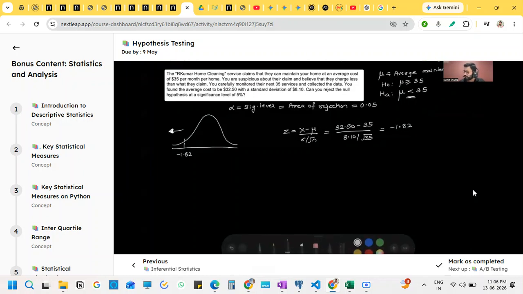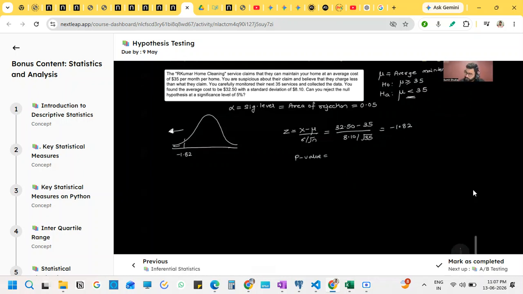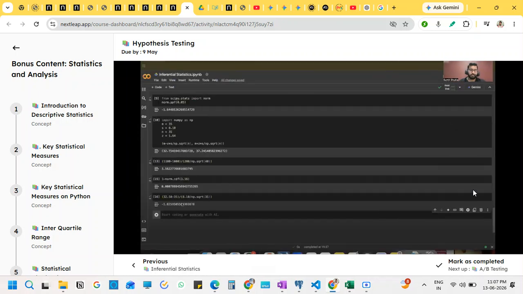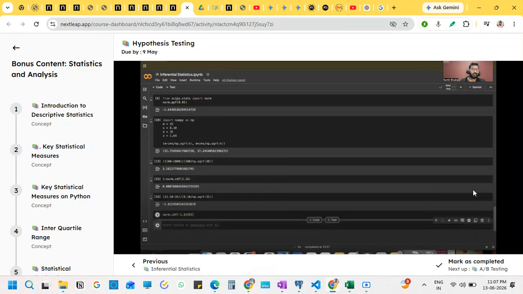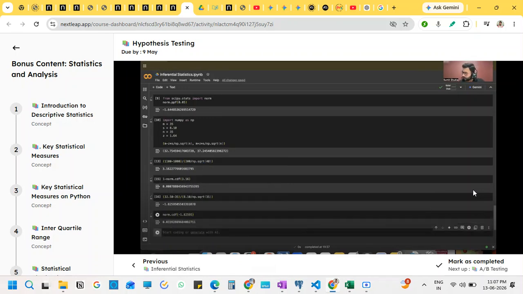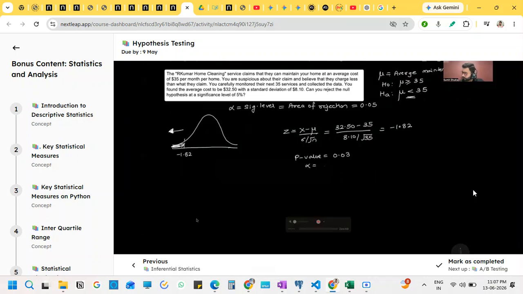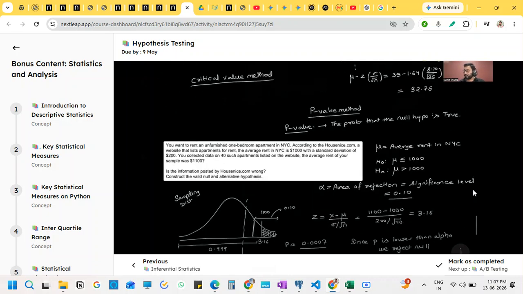Now I want to find the p value corresponding to minus 1.82. The p value will be the area till this point. Since it is on the left side, I do not have to do 1 minus. So I'll just say norm.cdf of minus 1.82595. Let's run it. It is 0.03. So the p value is 0.03. Now my alpha is 0.05. Again, p is low, so null will go. Here p is less than alpha, so we reject the null hypothesis. Now I hope the two methods are clear to you.